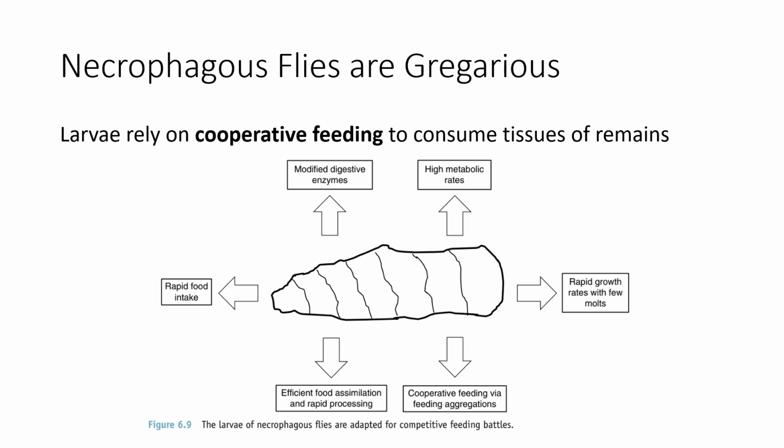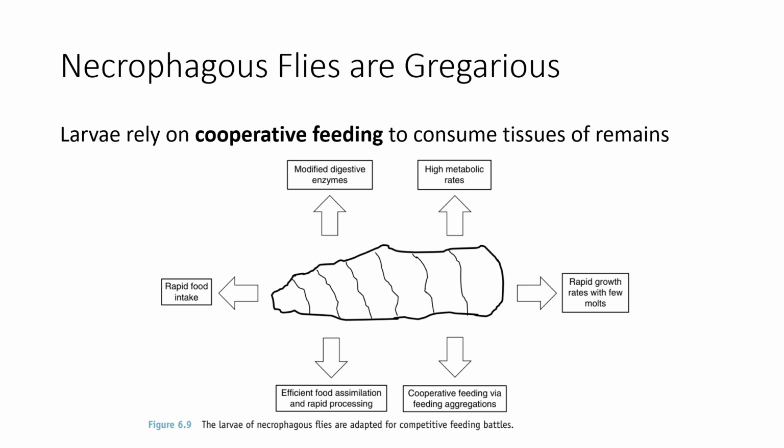So when we're talking about necrophagous flies, so things like blowflies, flesh flies, house flies, all of them are what we call gregarious, meaning that they rely on more than one individual to do at least one part of their life cycle. So adults will rely on gregarious aggregations to find carcasses to lay eggs. In maggots, they rely on cooperative feeding to consume actual tissues. So cooperative feeding means that they are working in tandem to actually break that tissue down and ultimately consume it. So everyone kind of gets a little piece of the pie, but they're all working together.